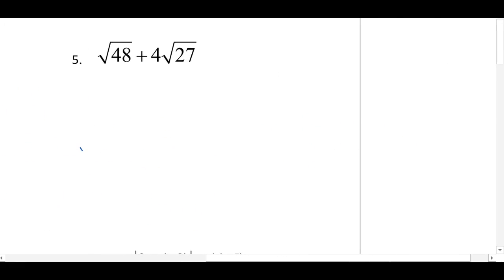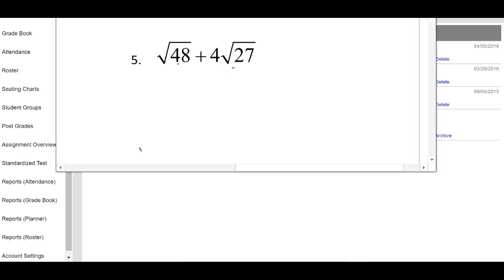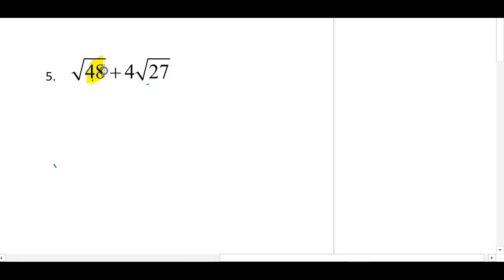Okay, so here I'm going to add two radicals, or two square roots. What I need to do in order to add those is the number inside has to be the same. So this number in here and this number in here need to be the same in order for me to combine them and add them together.